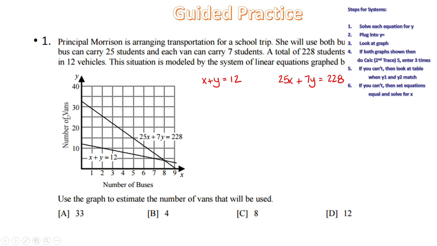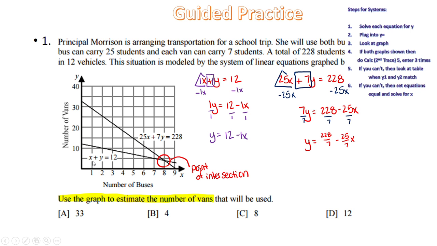Number of vans is on my y-axis. So after you figure out where they cross, in this case, I'm going to draw a line all the way over to my y-axis here. And then I just need to figure out what that number is. Now, you can see they're counting by tens. So the line in the middle would be a 5. So we need a number that's a little bit less than 5. That is the easiest way to do this question since they gave us a graph.